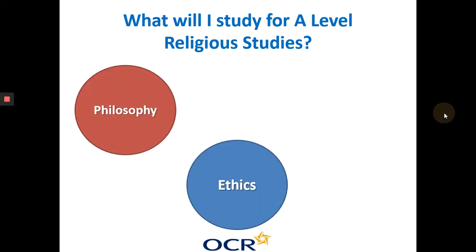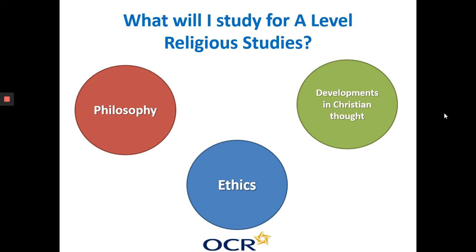Now, for A-Level Religious Studies, the course is split into three: philosophy, ethics, and developments in Christian thought. At the end of year 13, you will be sitting 3 exams based on each topic, and you will be expected to answer 3 questions each. So, you'll be answering 3 questions on philosophy, 3 questions on ethics, and so on.